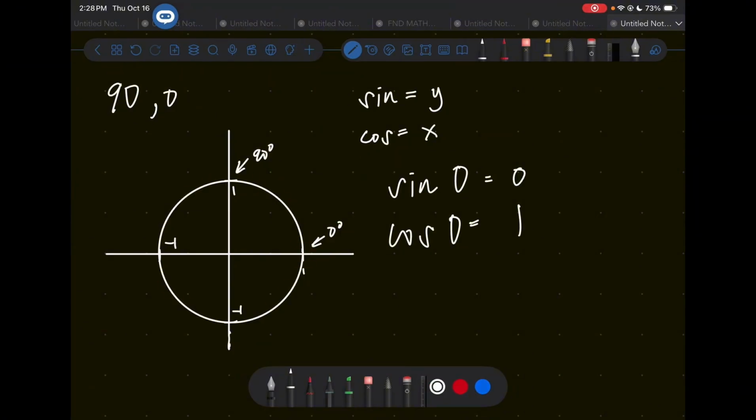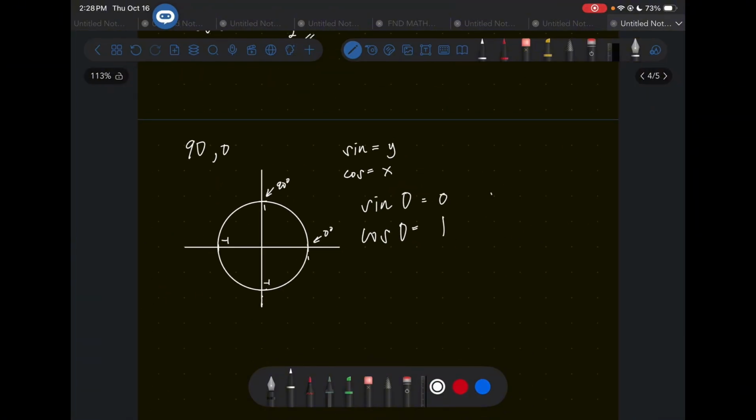And what about 90? Sine 90. We can see the y value at 90 touches 1. So sine 90 is equal to 1. And then your cosine 90 is equal to 0, because it's only along the y-axis.